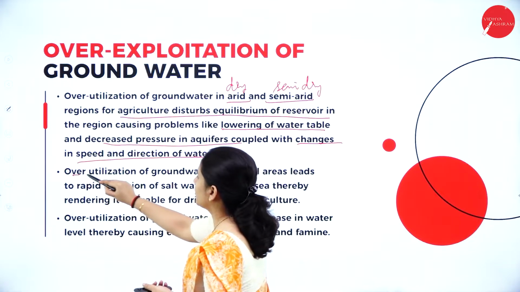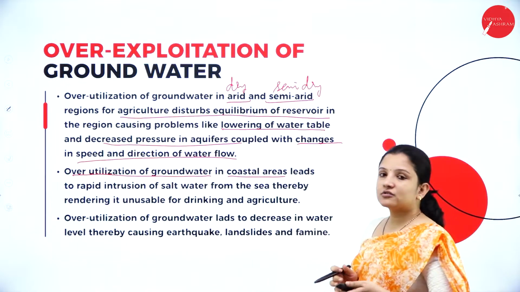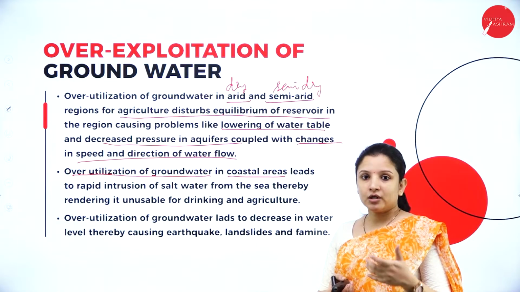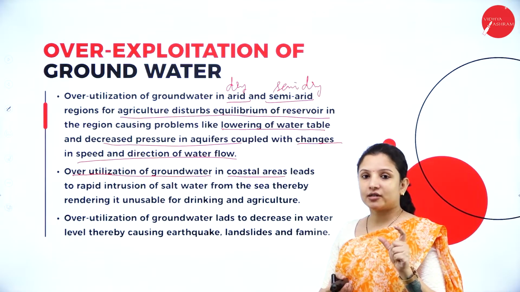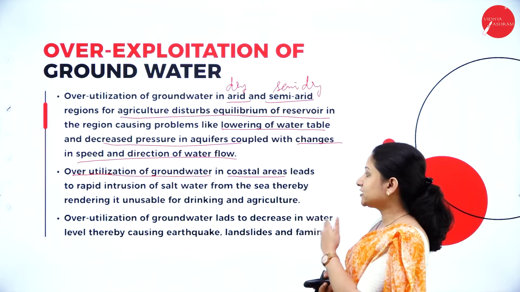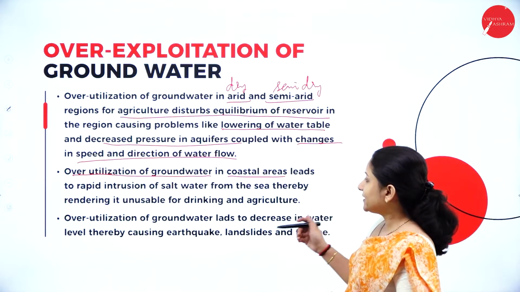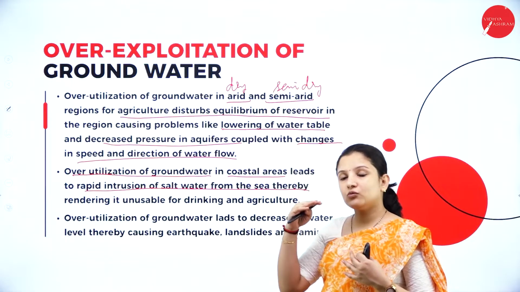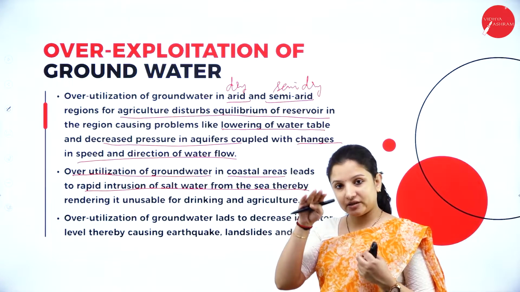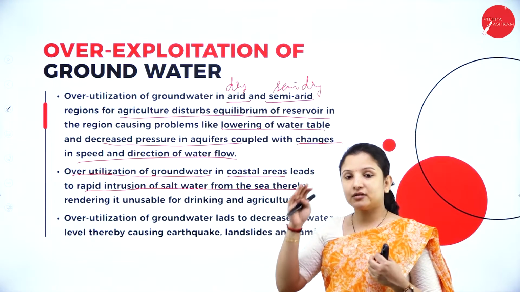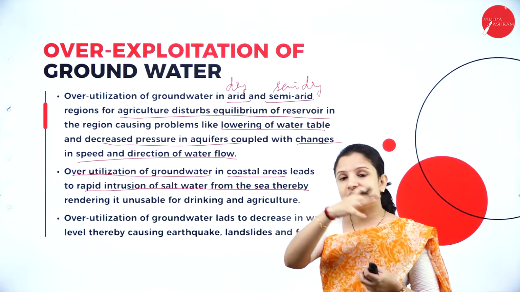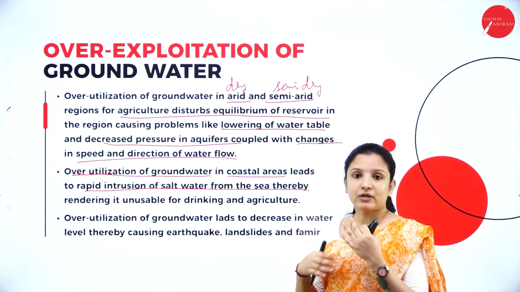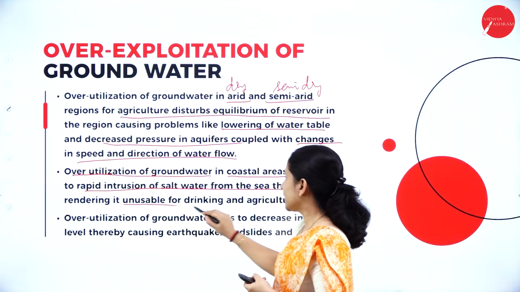And overutilization or overexploitation of groundwater in coastal areas, because in coastal areas the availability of fresh water is less, since there the salt water is more. So with the minimal amount of fresh water available, all the people have to depend on it. Therefore overexploitation of groundwater in coastal areas leads to rapid intrusion of salt water from the sea. When the groundwater table, that is the fresh water, depletes, for the water table to replenish itself, it will start drawing sea water from the nearby seas, therefore making that groundwater unusable for drinking and agriculture.